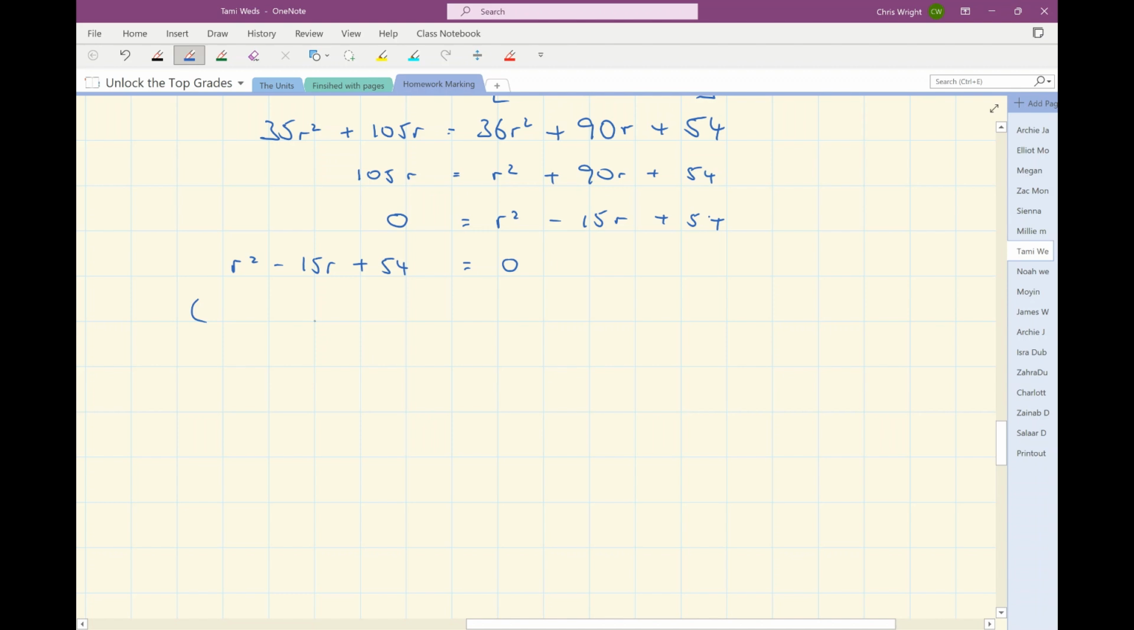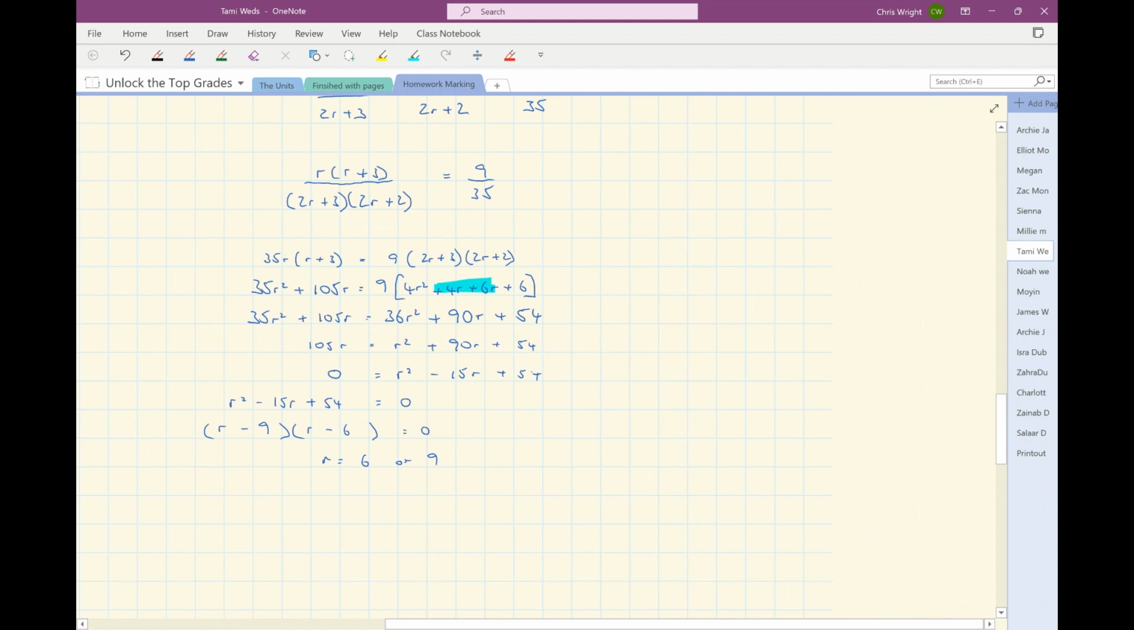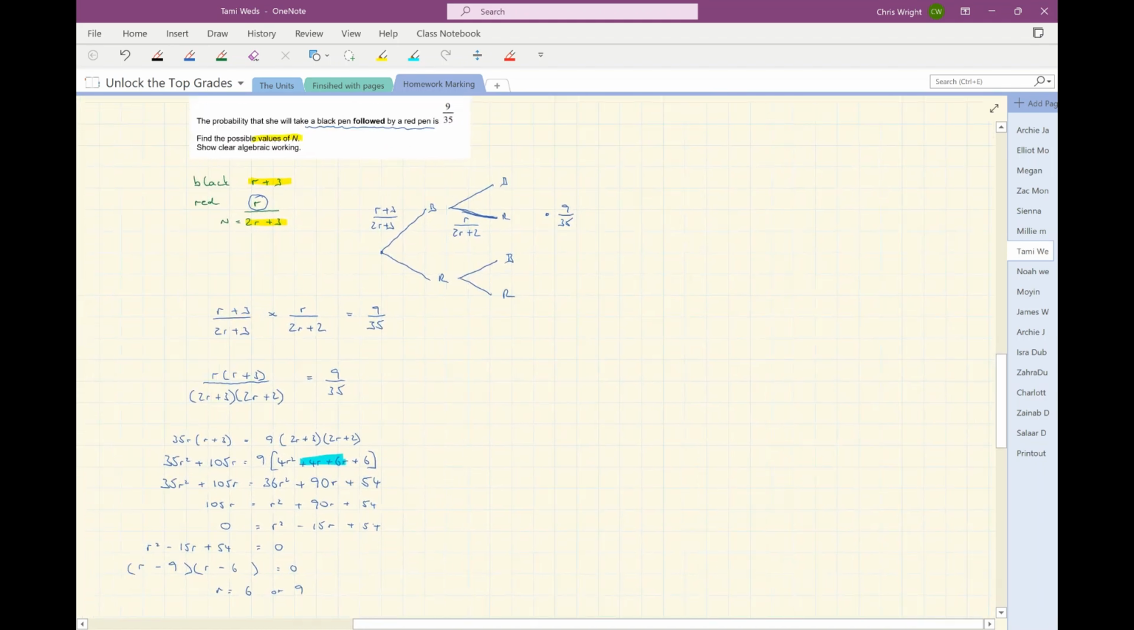Can I factorize that? Well, R and R, it's going to be minus and minus. 6 9s, yes, 6 9s are 54. Look at that. So either R is 6 or 9. Now, let's just go back to the question here. We're asked to find the possible values of N. So we're expecting 2 answers. Well, so far, we know that R is 6 or R is 9, but we're asked to find the value of N.